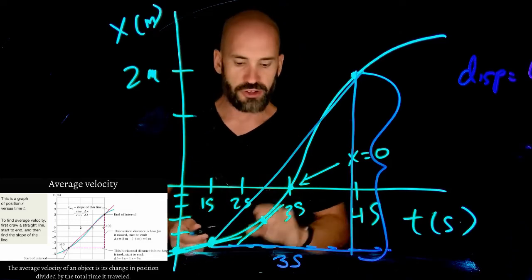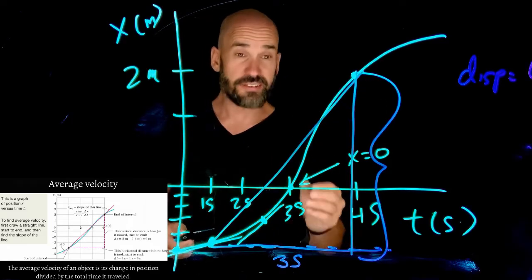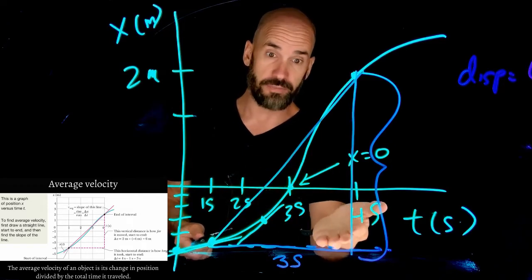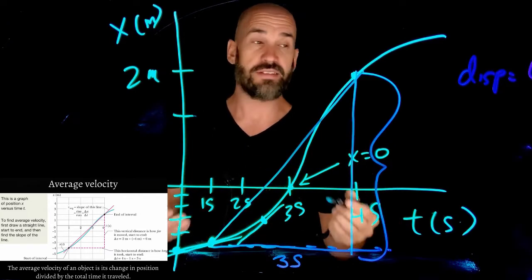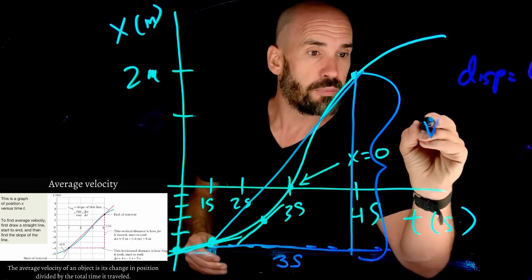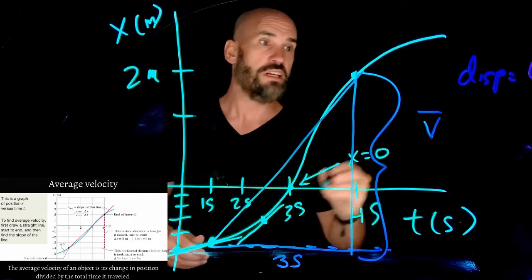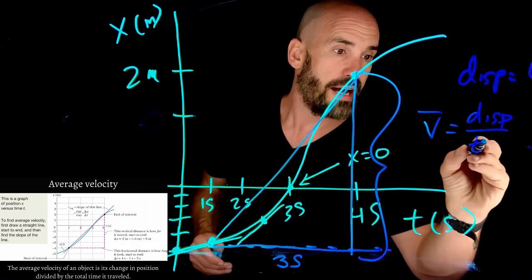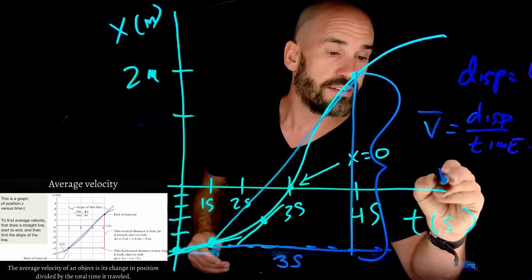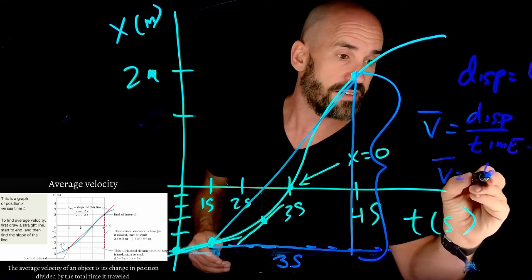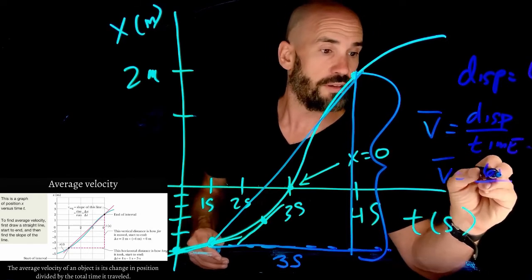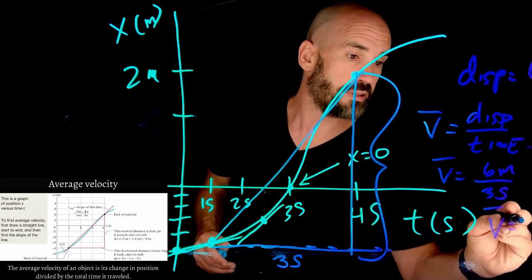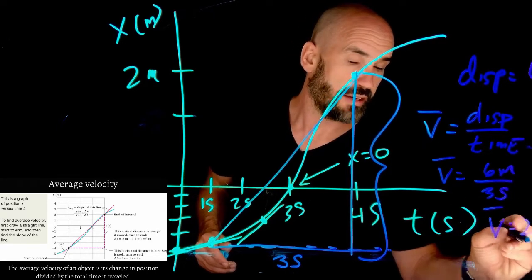Whenever you're trying to calculate average velocity, it's the change in total position divided by the total time that you've traveled. In this case, the average velocity of this armadillo, I'm going to put a little average sign here, is displacement divided by time. This little armadillo fellow has gone 6 meters in 3 seconds, so the average velocity is simply 2 meters per second.